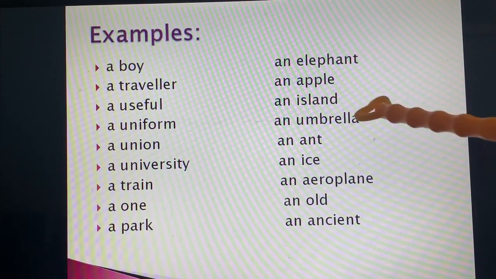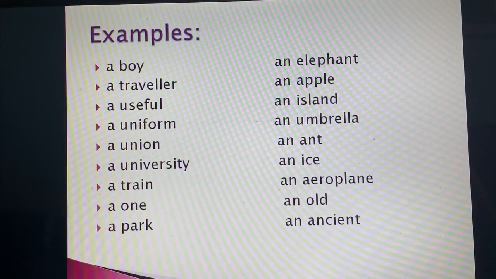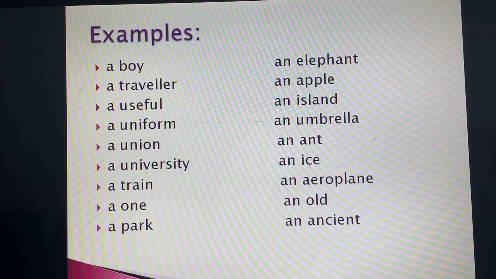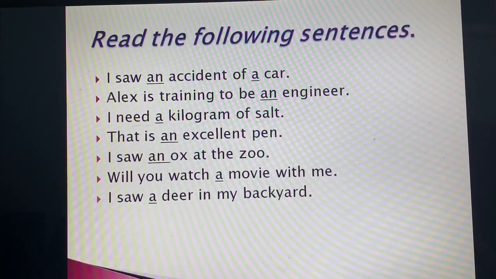It is not Iceland. S is silent. We call it an island. An umbrella, an aunt, an ice, an aeroplane, an old, an ancient. Fine. Next, again there are more examples for you.